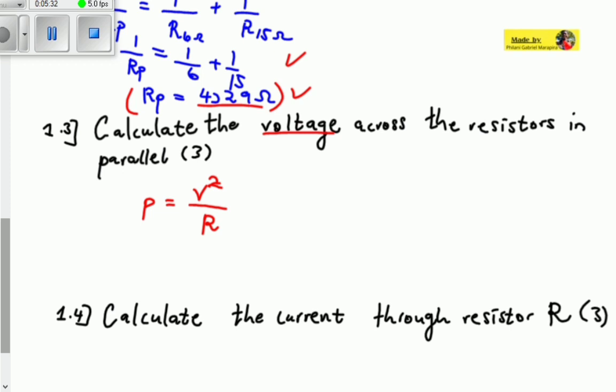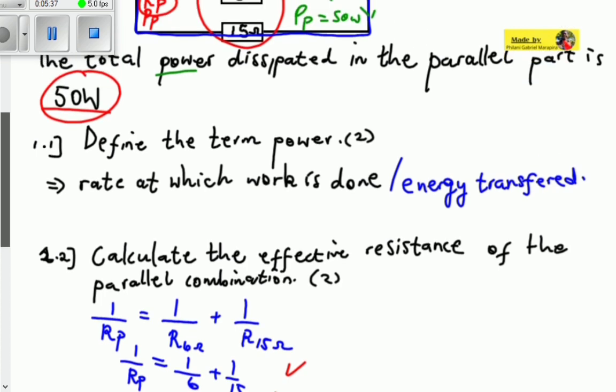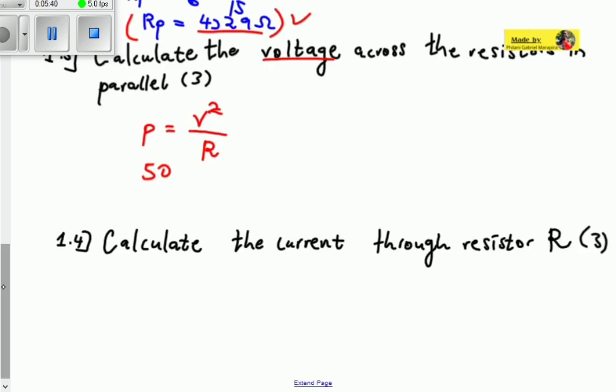Here we're going to substitute 50 for our power, because we have been told that the power dissipated by the parallel part is 50 watts, and then we do not have our voltage, but we do have our resistance to be 4.29 ohms. Therefore, our voltage across the parallel part, which we say is V parallel, is equal to 14.65 volts. So you are done. It's only 3 marks. It's formula, substitution, and answer.